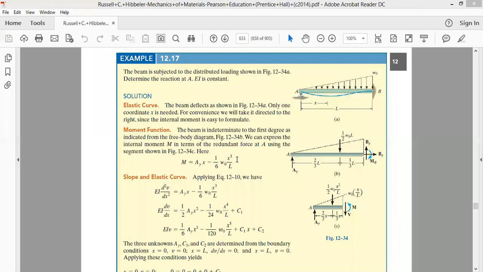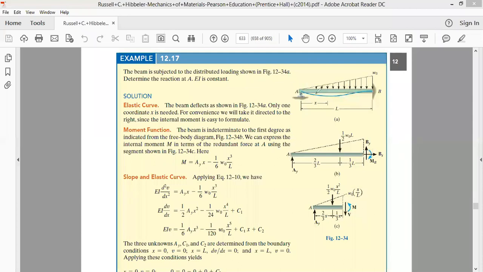We have been discussing the deflection of beams, and in the previous class, we started with the deflection of statically indeterminate beams. Let's solve a few more problems to understand how we find the deflection of statically indeterminate beams, and we'll be taking problem 12.17. Problem 12.17 is a cantilever beam having roller support at its free end A.